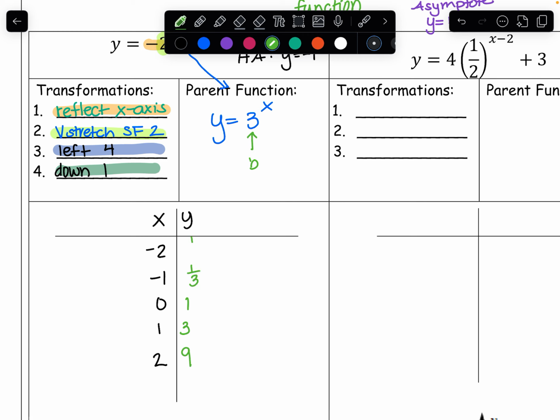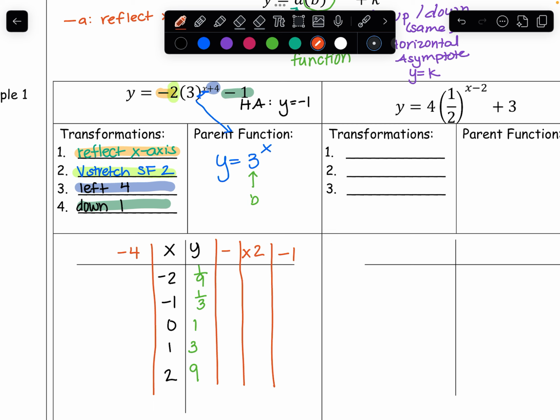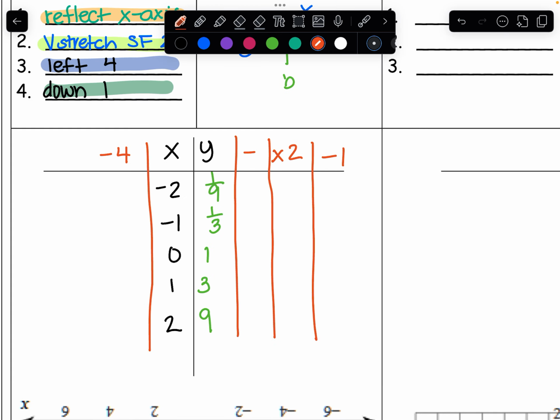Now we're just going to do the reciprocal to get more values. From here, whatever is outside, I'm going to fill my table in as I move left to right. So I've got a negative, because I'm going to change my sign. I'm then going to multiply by 2, going to the other side, because that plus 4 is inside the exponent, so we do the opposite. And then finishing with that minus 1 on the y side. From here, I get negative 6, negative 5, negative 4, negative 3, and negative 2. I'm going to change all my signs.